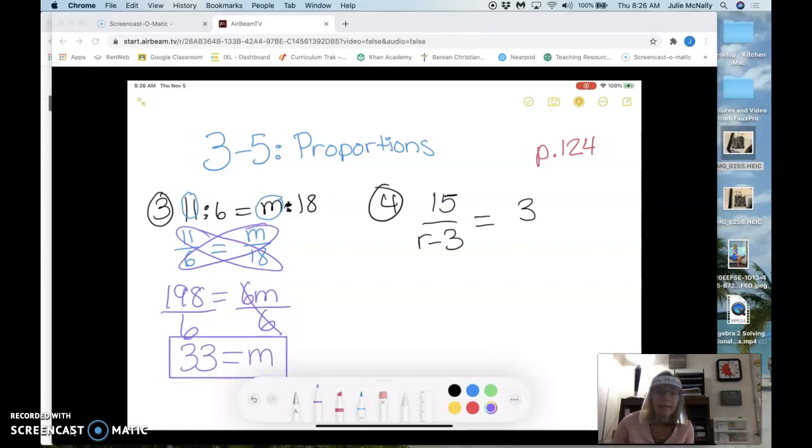All right, and the next one also looks a little different, but that's okay. We're going to draw our imaginary 1 so that both sides have fractions. And then I'm going to cross multiply just like I did before. Does that make sense so far? It will if we do more, I think.